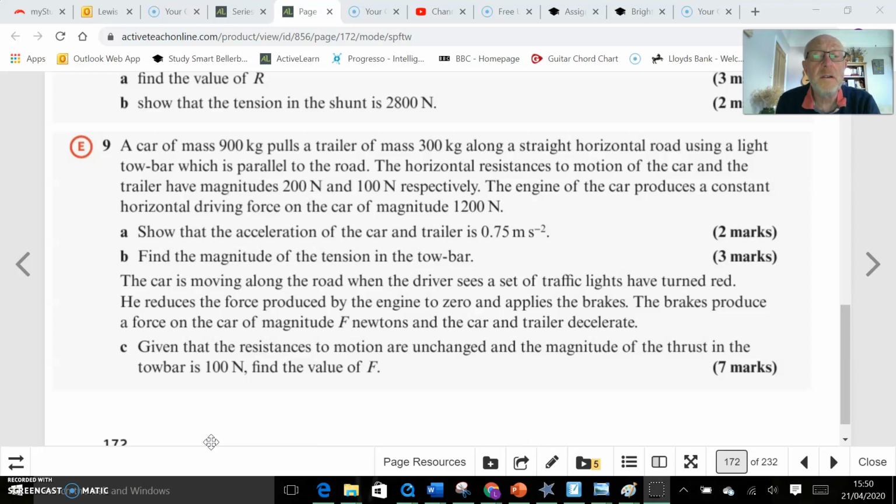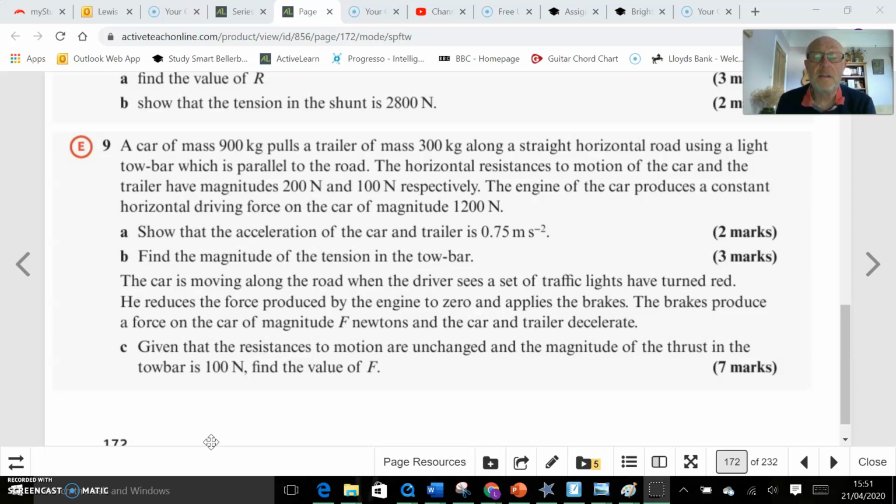We've got a car of mass 900 kilograms pulls a trailer of mass 300 kilograms along a straight horizontal road using a light tow bar. So this is going to be two particles. We're going to model the car and the trailer both as particles and the tow bar as a light rod. The horizontal resistances to motion of the car and trailer have magnitude 200 and 100 newtons respectively. The engine of the car produces a constant horizontal driving force on the car of magnitude 1200 newtons.